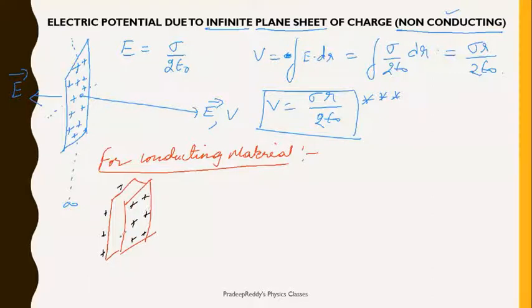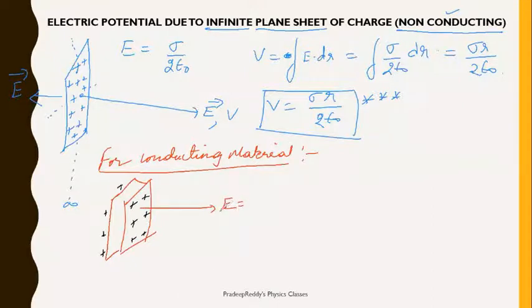So inside there will be no charge, but for non-conducting material, inside also there will be a charge. For conducting material, inside there will be no charge. So on the surface left side you will have some charge, and on the surface right side you will have some charge, on this surface totally. So in such cases what you will do, you will be finding out electric field first here.